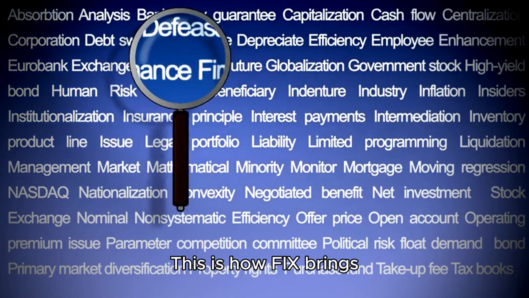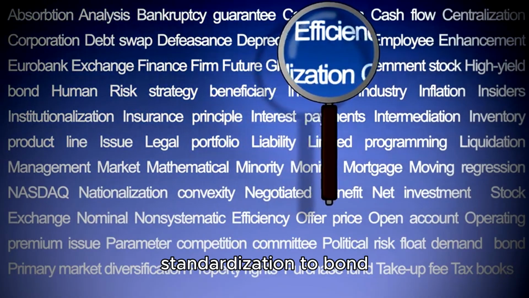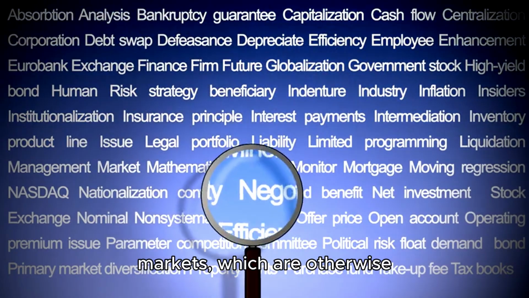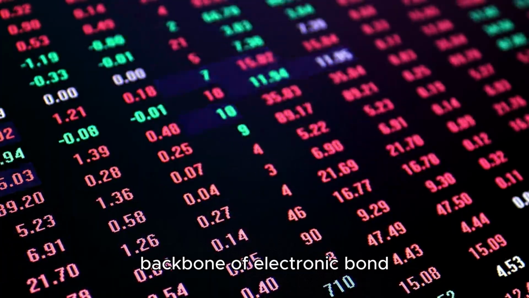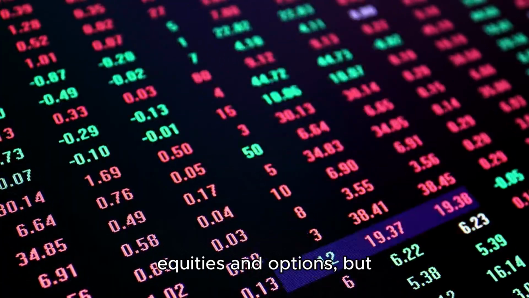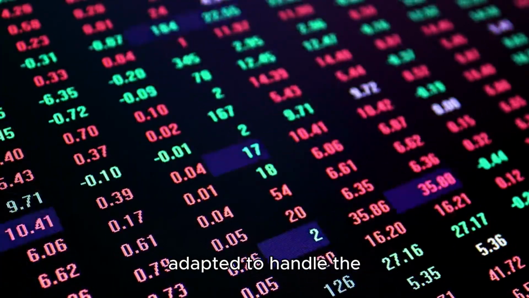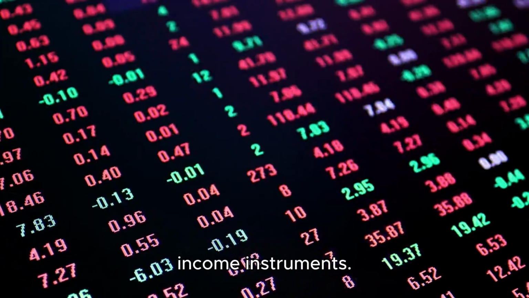This is how FIX brings efficiency and standardization to bond markets, which are otherwise fragmented and often over-the-counter. So in short, FIX is the backbone of electronic bond trading, just like it is in equities and options, but adapted to handle the unique details of fixed income instruments.